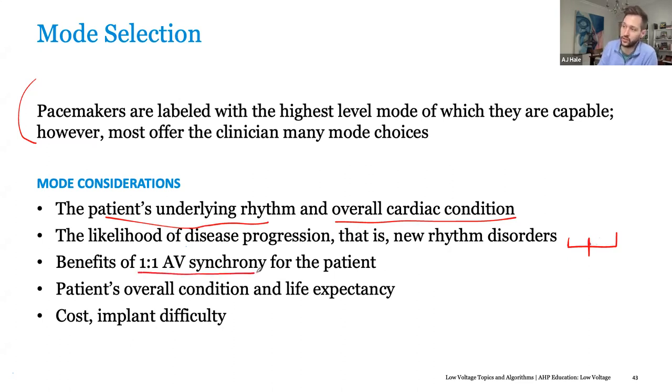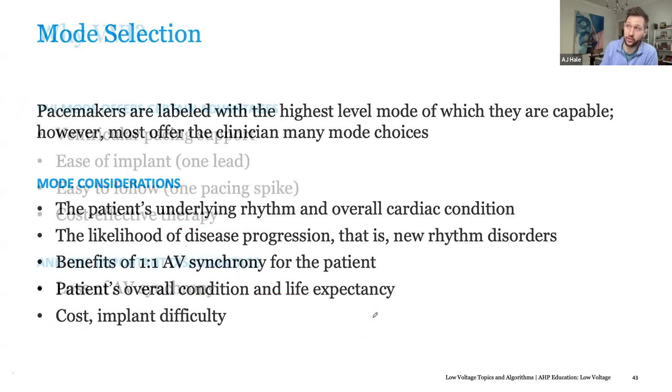Are we maintaining our AV synchrony so we get that 30% atrial kick? And then obviously overall condition, life expectancy. So what device are we putting in? Do we need to put in a dual chamber device in a patient who has AFib? Probably not. It's more expensive, it's more difficult, and there's more risk involved in adding an extra lead. So if we know they're in AFib, VVI devices are generally fine. You see this a lot. So single chamber devices, just considerations there.